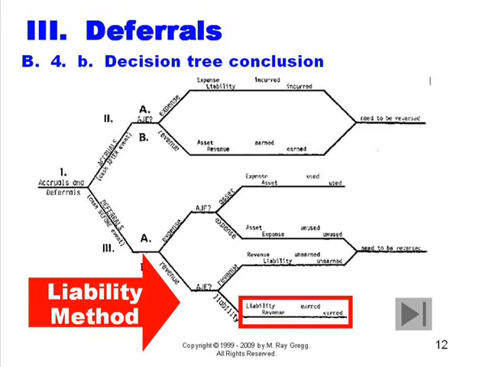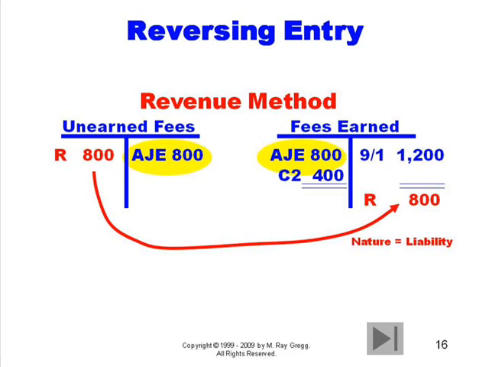Notice that the decision tree reinforces our conclusion. If you look on the decision tree, you see that revenue method is labeled needs to be reversed. Liability method does not need to be reversed. When we make the reversing entry under the revenue method, we simply find the adjusting entry and do the opposite. Whatever was debited is credited. Whatever was credited is debited. Debit unearned fees, $800. Credit fees earned, $800. In essence, we're moving the balance of unearned fees back to the fees earned account where it belongs.